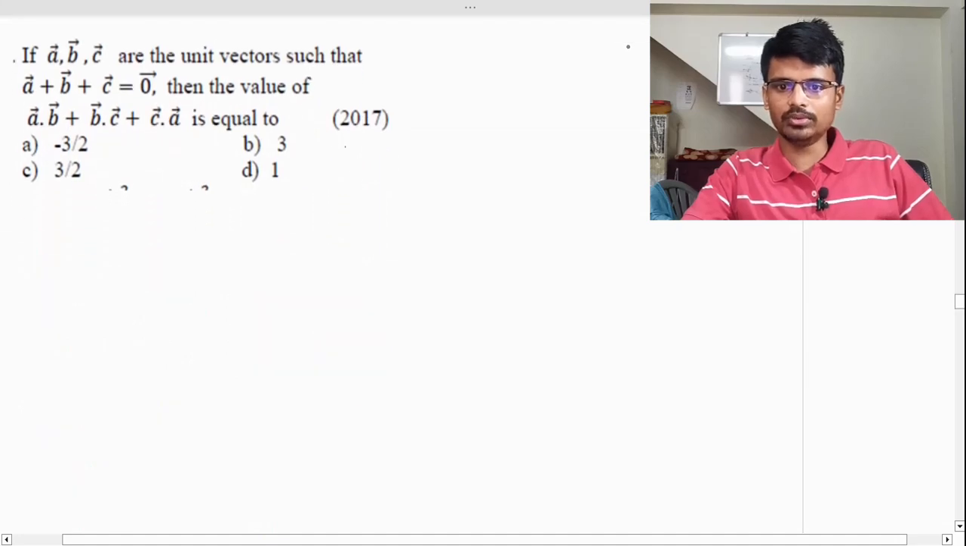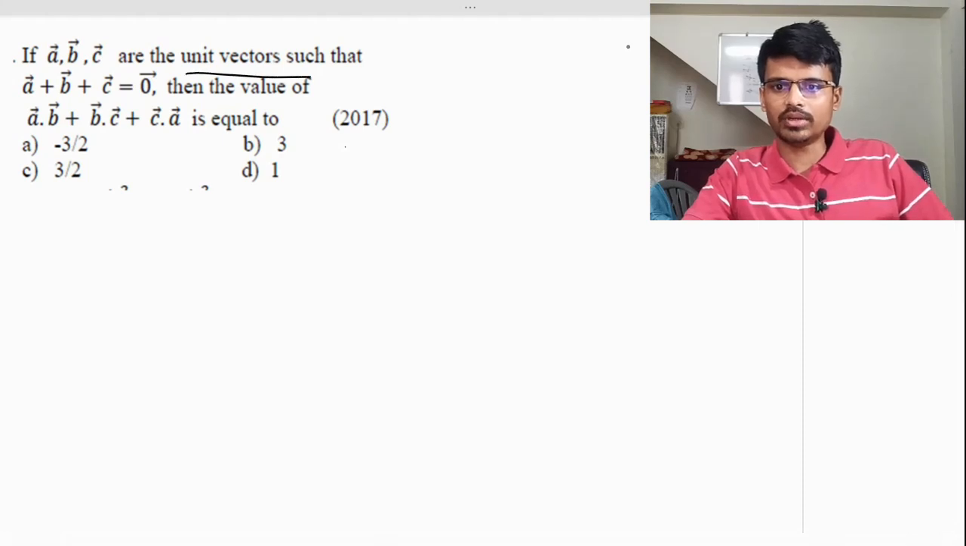Again, we'll be using the squaring technique here. So we have got three vectors A, B, C. They are unit vectors such that the sum is equal to 0. Then the value of their sum is equal to. So they are asking us this.